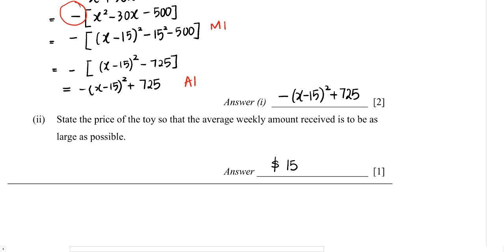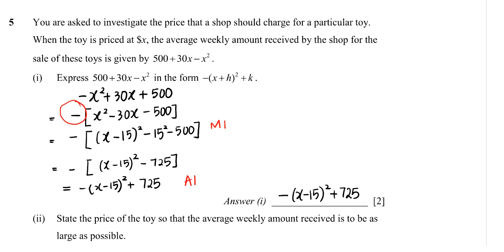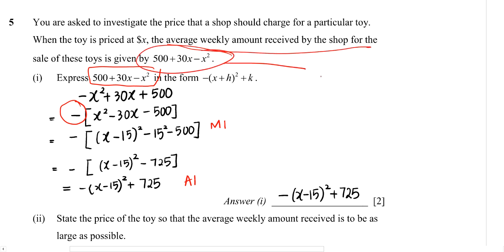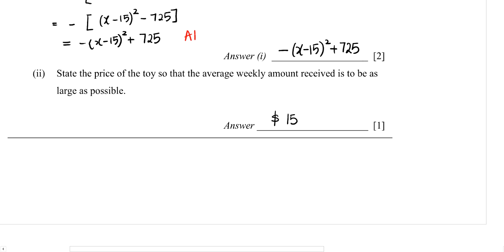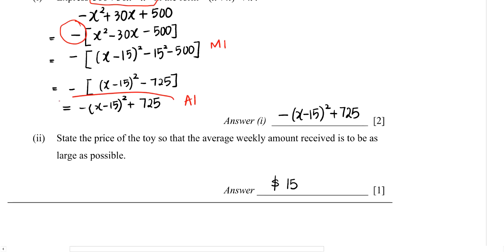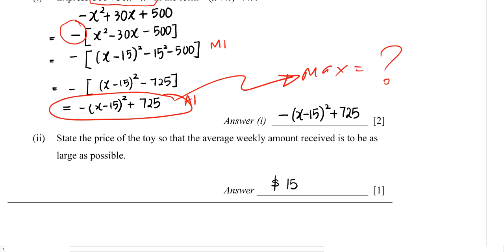State the price so that the average weekly amount received is as large as possible. What does this give me? 500 plus 30x minus x squared. It is the average weekly amount received. And we want this to be as large as possible. What is the maximum value? Well, you see, this part that I've circled refers to the average weekly amount received, yes? All agree with that?